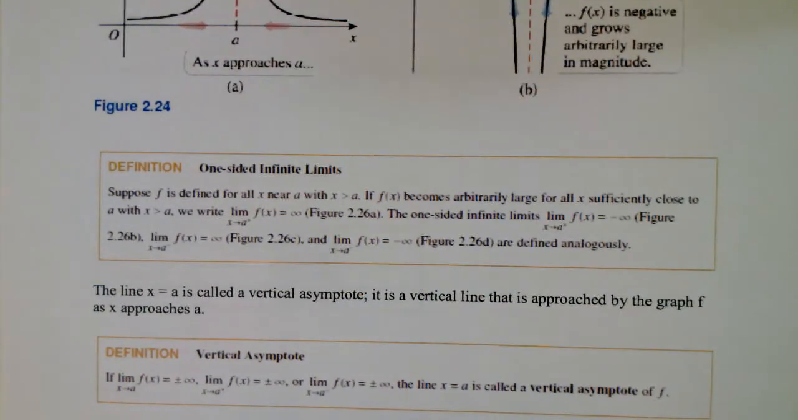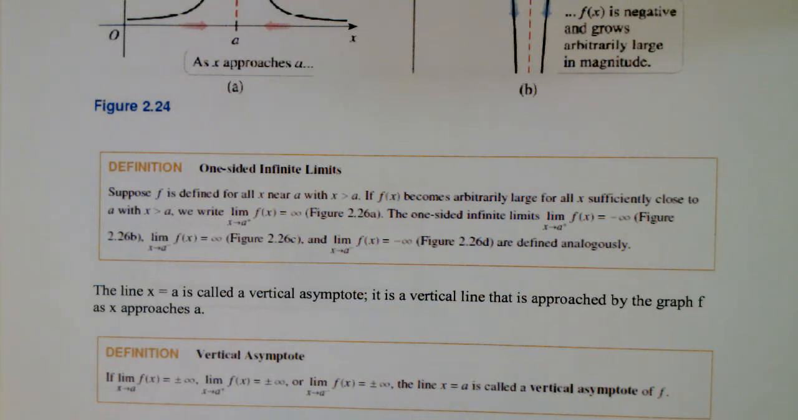Now the one-sided infinite limits would be this. The limit as x approaches a from the right of f of x is negative infinity. The limit as x approaches a from the left of f of x will be infinity, and the limit as x approaches a from the left of f of x is negative infinity. Those are defined analogously. Unfortunately, I do not have the figures here for this definition for you to see for those one-sided limits.